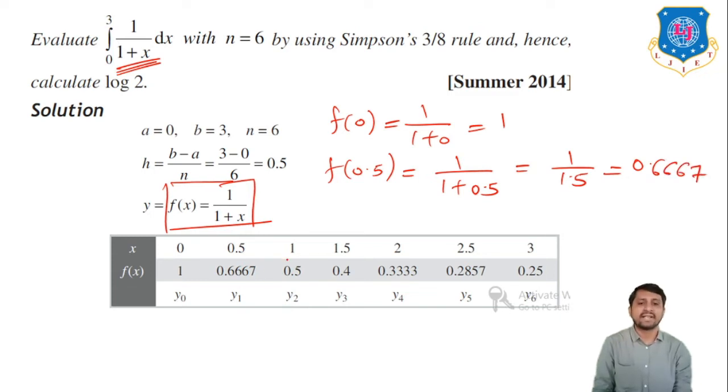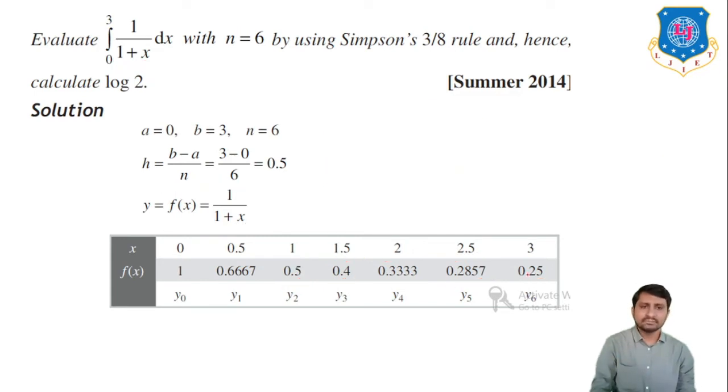Similarly, you can find f of 1, f of 1.5, f of 2. f of 1 is quite easy, 1 upon 1 plus 1, so 1 by 2, which is 0.5. f of 1.5 means 1 upon 1 plus 1.5, so you will get 0.4. f of 2 means 1 upon 1 plus 2, so you will get 0.3333. For 2.5, 1 upon 1 plus 2.5, you will get 0.2857. And 1 upon 1 plus 3 gives 0.25, which is 1 by 4. Easy to understand. You can find all these values. Now use Simpson's 3/8 rule. So what is my rule? 3 into h.